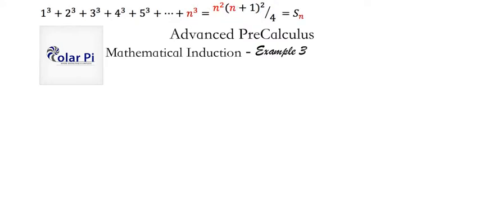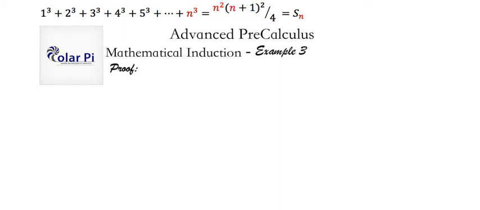So it's fitting in example 3 that we prove the formula for the sum of the cubes of the first n integers, and that's this formula. In example 1, I showed you how to prove the formula for the sum of the first n integers, and that formula was n times n plus 1 divided by 2. Notice that this formula is exactly the square of that formula. So that's an easy way to remember this formula if you want to impress somebody.